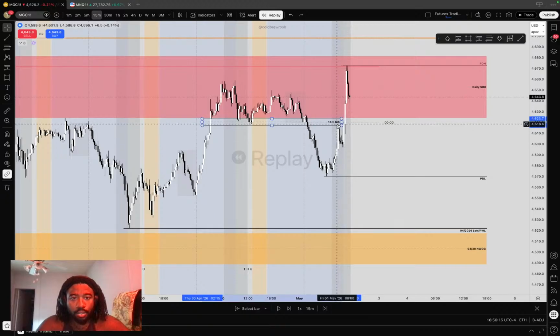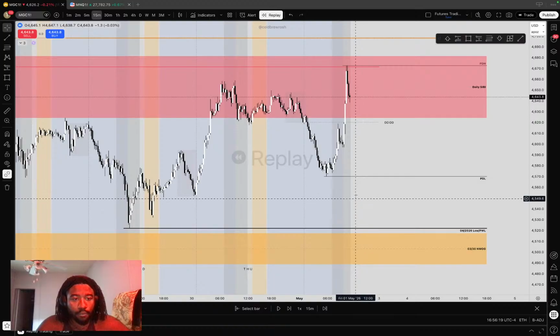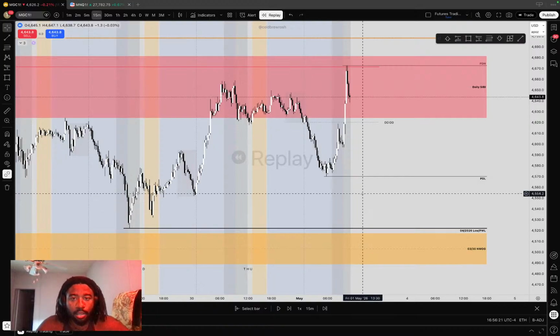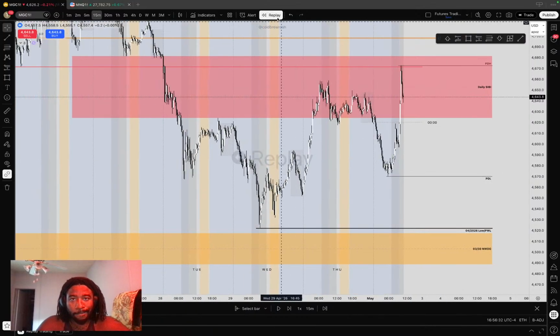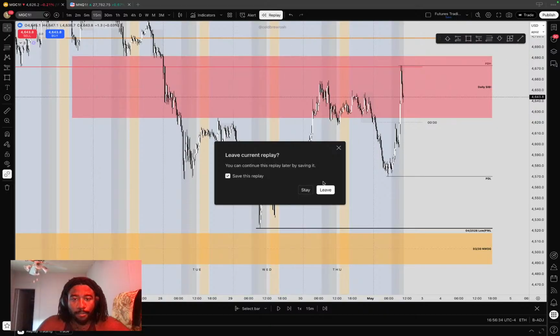Again, this is what we do every single Saturday. This is what I do every Saturday. I'll do the projections for the forward week, and then I'll go back and look at all of the potential trades for the previous week. So there you have it.